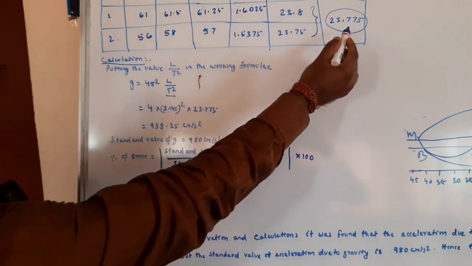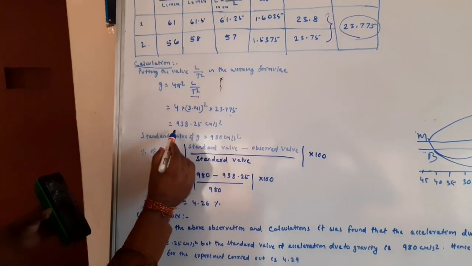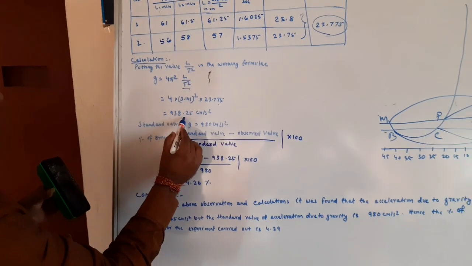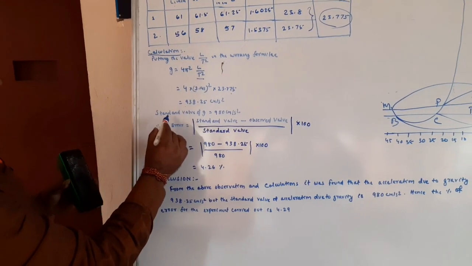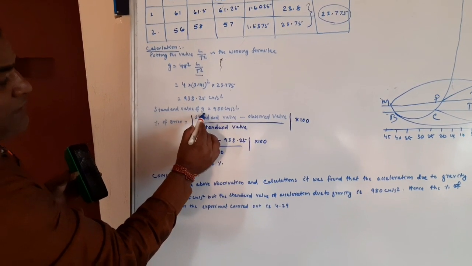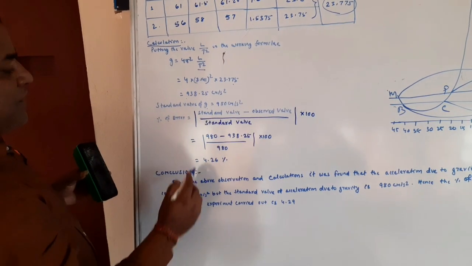is 23.775, that is 938.25 centimeter per second square. But the standard value of acceleration due to gravity g is 980 centimeter per second square.